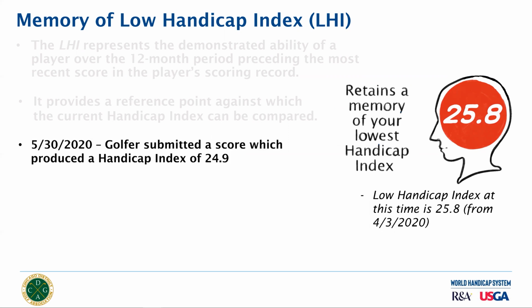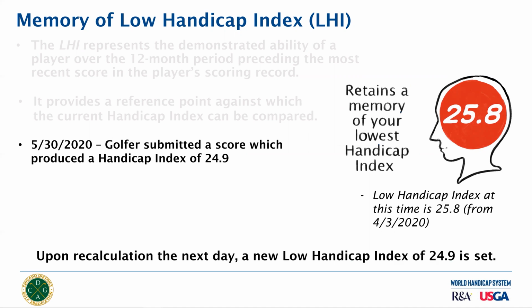On May 30th of 2020, the golfer submitted a score which produced a handicap index of 24.9. This is their new low handicap index, 24.9. So this is a dynamic number that will change. It will have a duration of 12 months, but it can change at any point in time if a new index is calculated within that 12-month period.